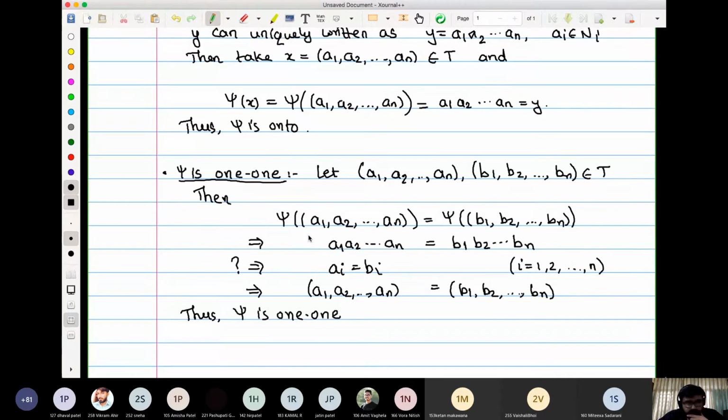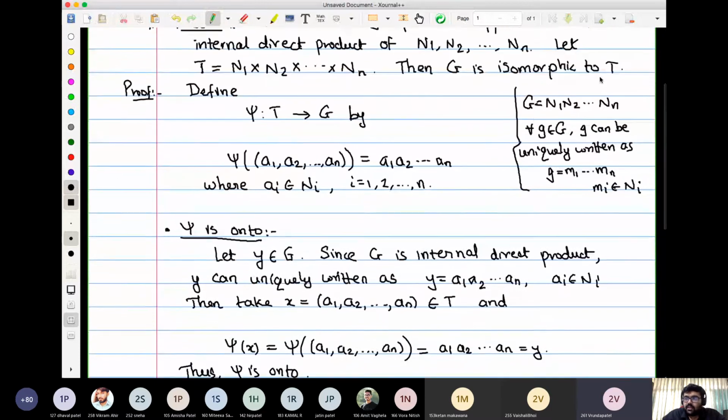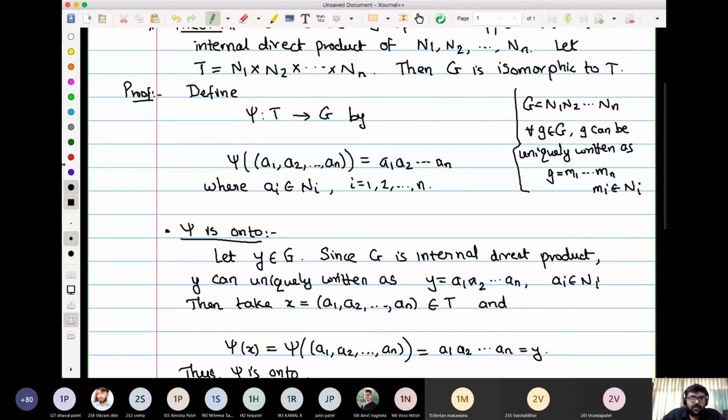Yes, sir. Since G is an internal direct product, we can write each of its elements uniquely, so we can say Ai is equal to Bi. See what it says: G is an internal direct product. Every element can be uniquely written as a product, where the first element comes from N1, the second from N2, the third from Nn. Such an expression is unique, so that Mi is in Ai.